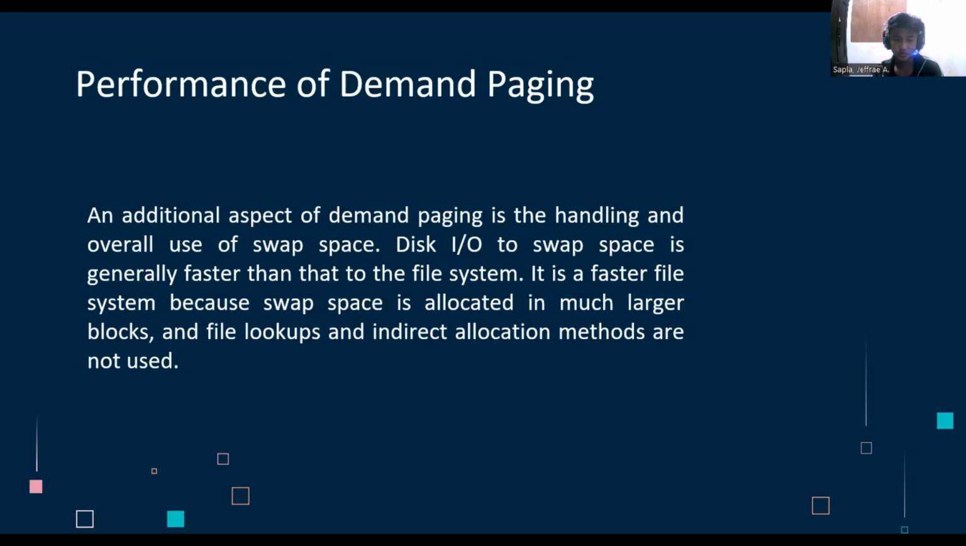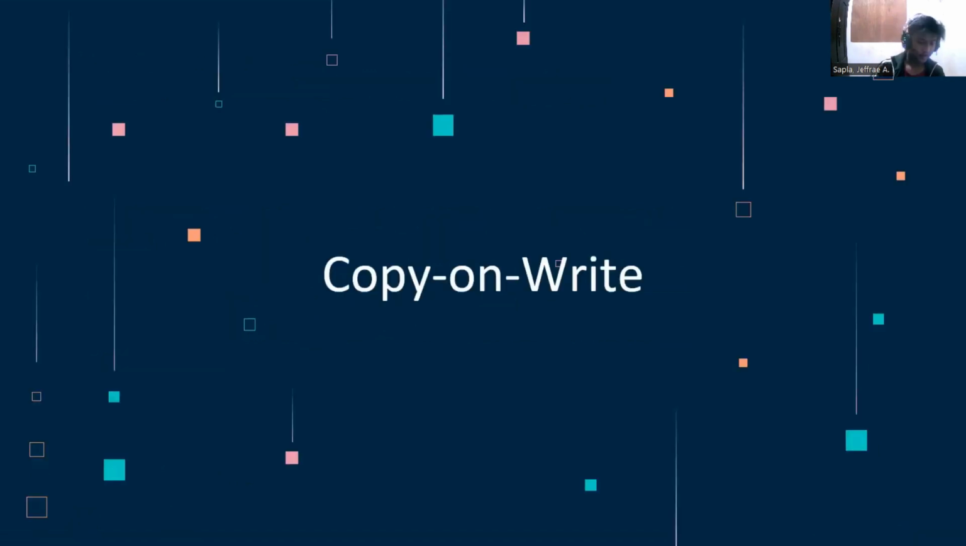Another option is to demand page from the file system initially, but to write the pages to swap space as they are replaced. This approach will ensure that only needed pages are read from the file system, but that all subsequent paging is done from swap space. Copy on write.